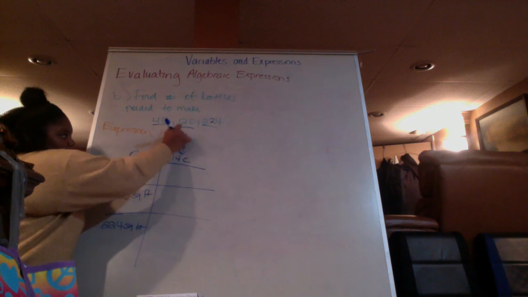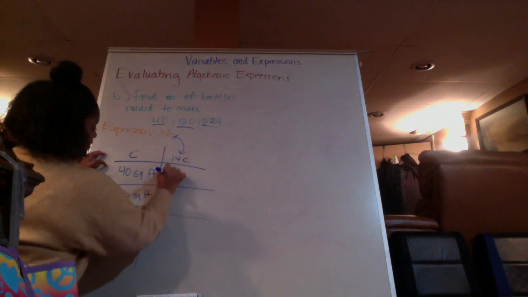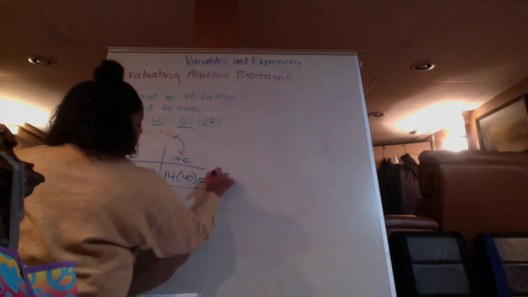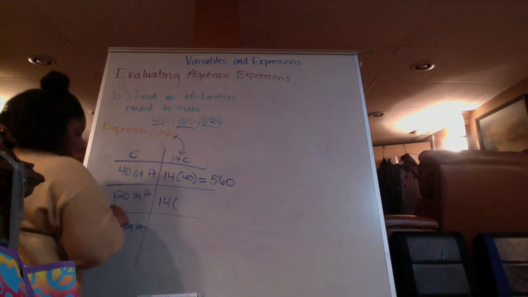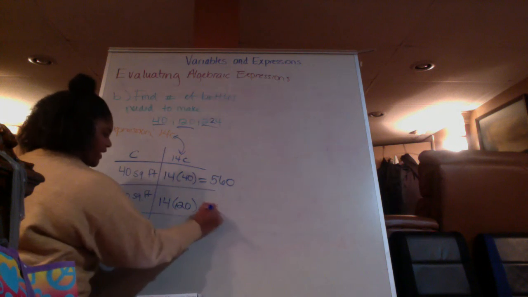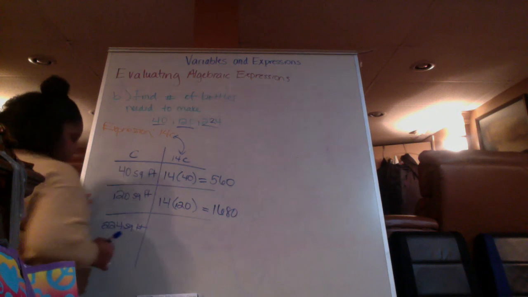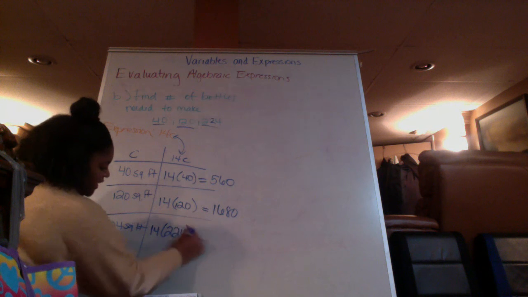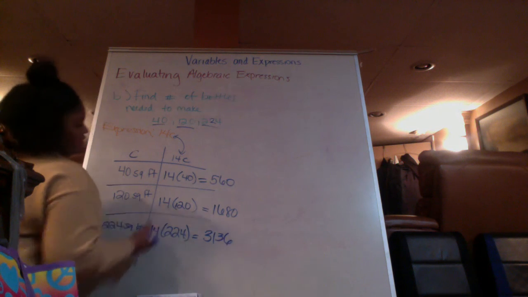14C was our expression, so we're going to plug in our C. We have 14 times 40, and that gives me 560. We have 14, plugging in our C, 120, and that gives us 1,680. Then we have 224, so we have 14 times 224, just plugging it in again, and we get 3,136. And these are all bottles.